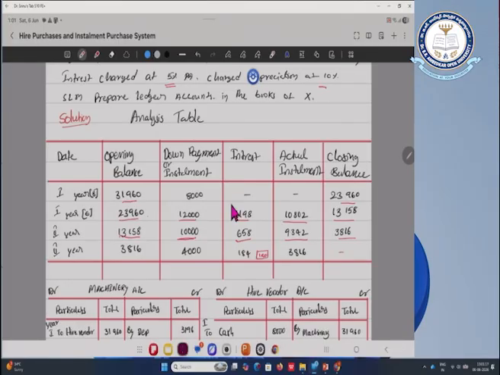3,816 rupees is the final installment. So, how much are we actually paying as the final installment? 4,000. 3,846 is the principal amount, and the remaining amount needed to reach the 4,000 we paid, that 184, is the interest. Like that we have to prepare the analysis table. After that we have to prepare the accounts also.